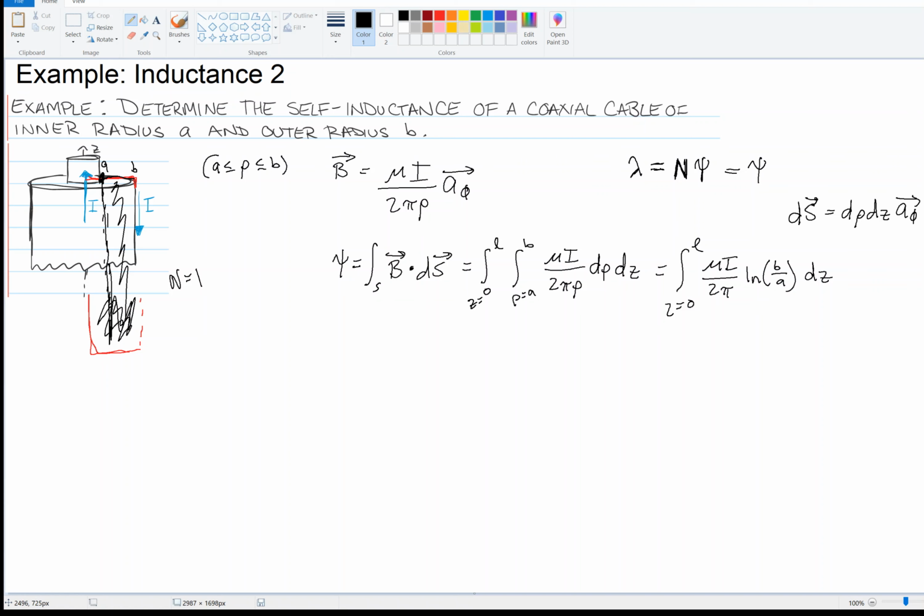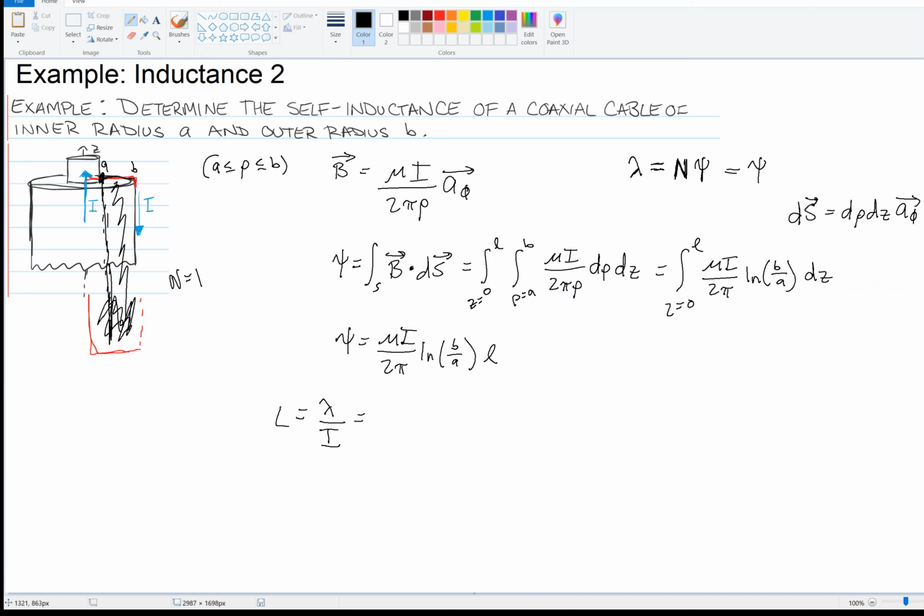And so then I can just tack on an L, do the integration. And so I've got natural log of b over a times L, the length of this thing. Okay, so what does that have to do with inductance? Well, we found inductance was the flux linkage over I. We said the flux linkage, there's exactly one loop, so the flux linkage is just the flux, which we've got now, divided by I.